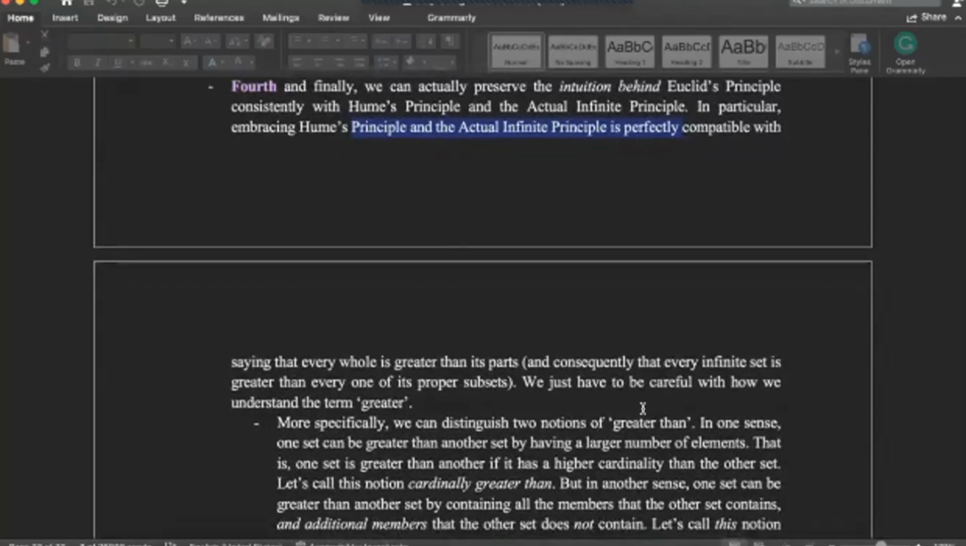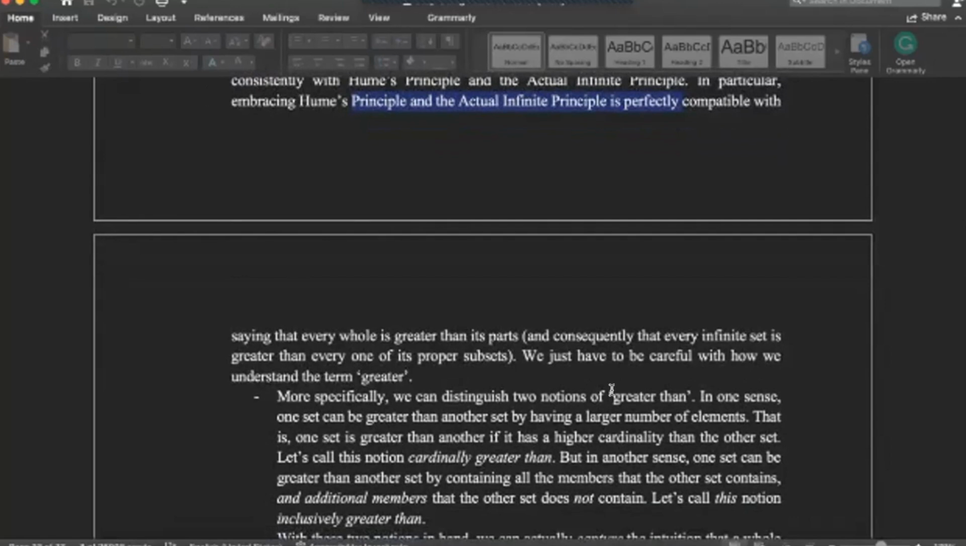So more specifically, we can distinguish two notions of greater than. In one sense, one set can be greater than another set by having a larger number of elements. That is, one set is greater than another if it has a higher cardinality than the other set. Let's call this notion cardinally greater than.